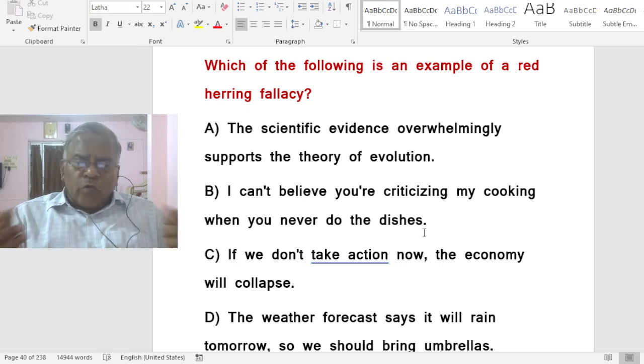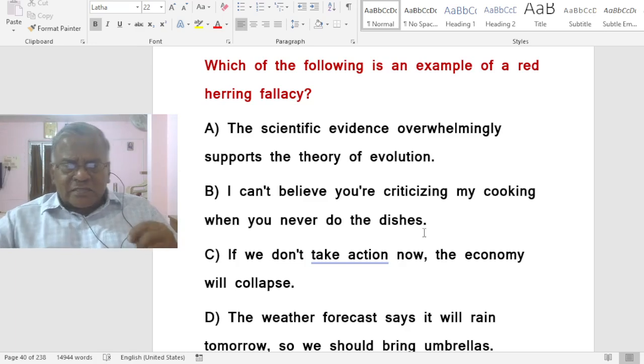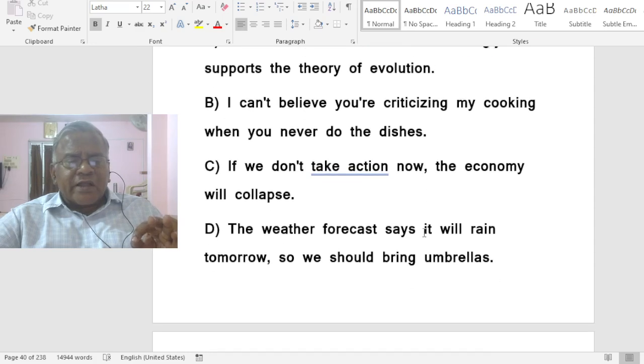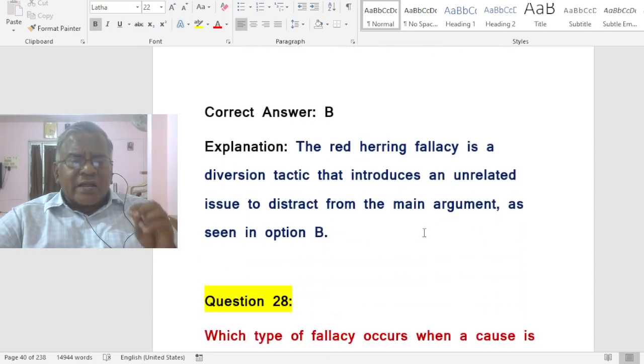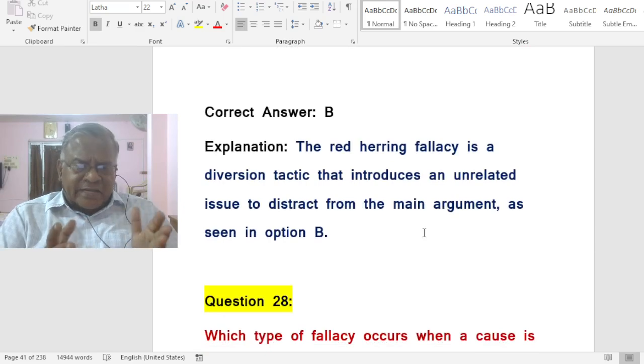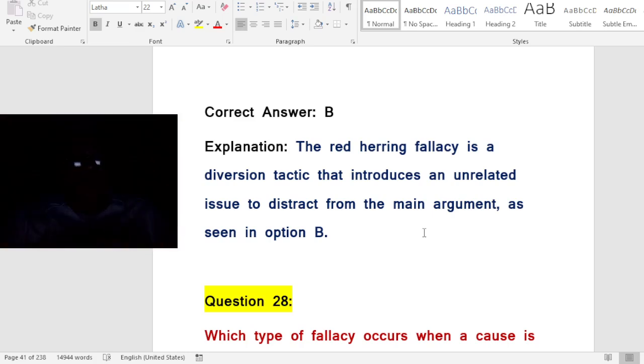I can't believe you are criticizing my cooking when you never do the dishes. So this comes under the example of a red herring fallacy. The red herring fallacy is a diversion tactic that introduces an unrelated issue to distract from the main argument, as seen in option B.